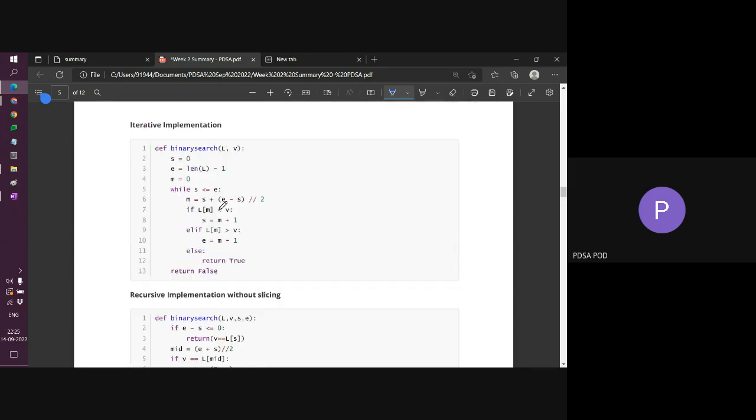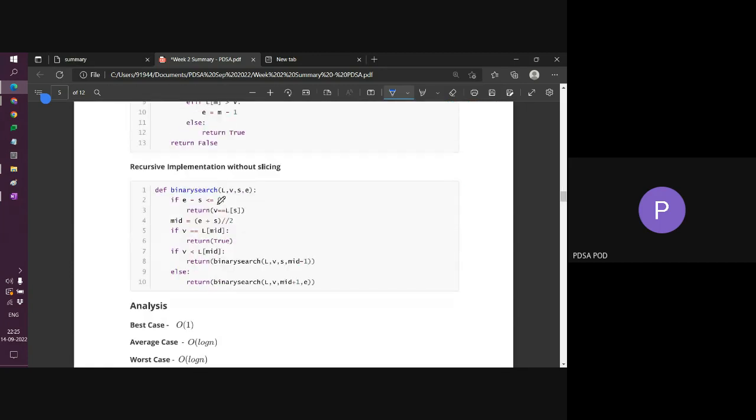This is the binary recursive version without the slicing, where instead of just the list and the key, we also pass the starting and ending of the list. So here we are giving starting and mid minus 1, which means, so this I'll explain again possibly in the next session also. Maybe I'm just rushing through it, but yeah.